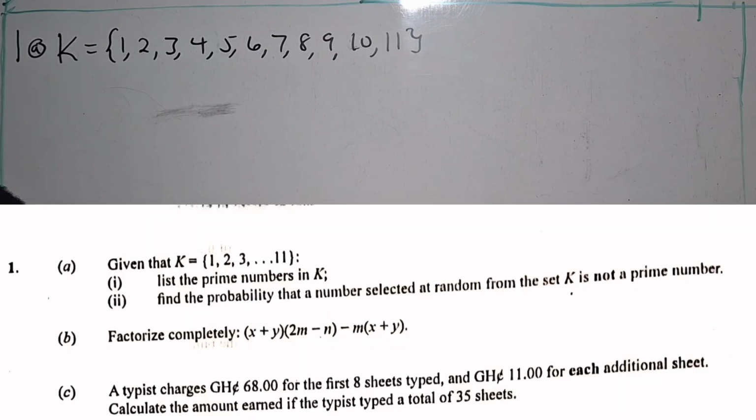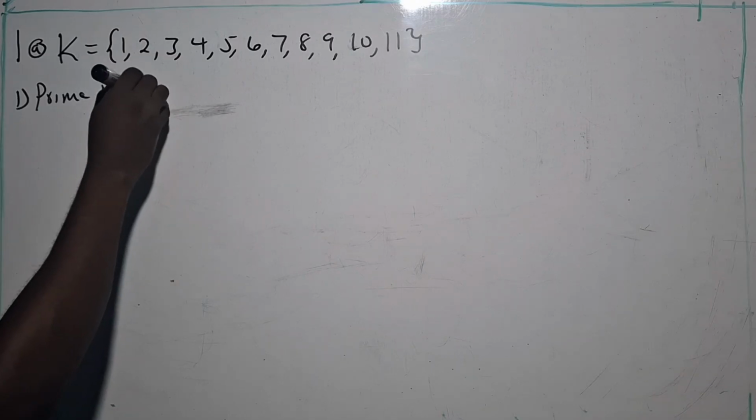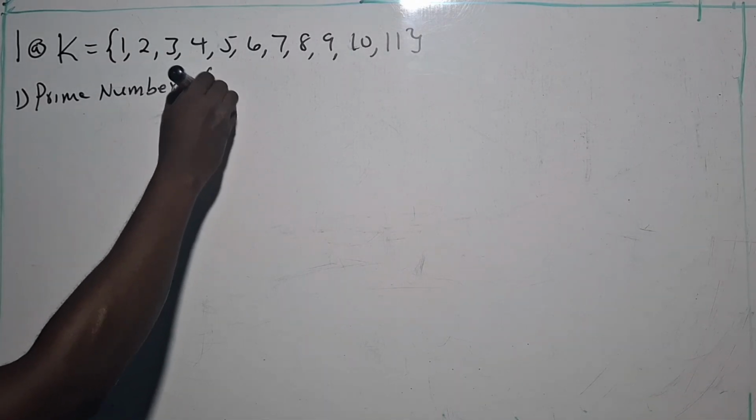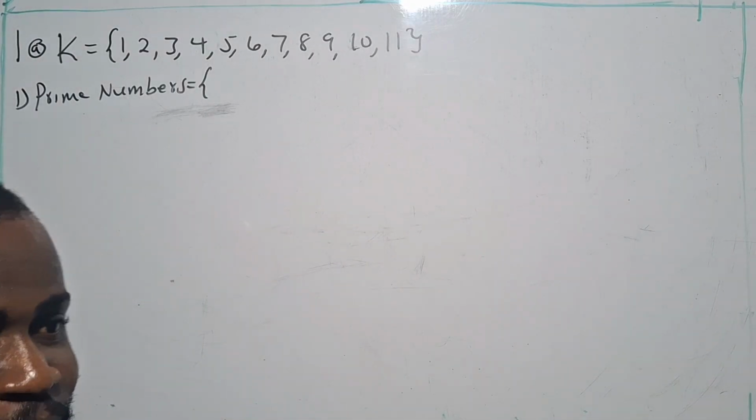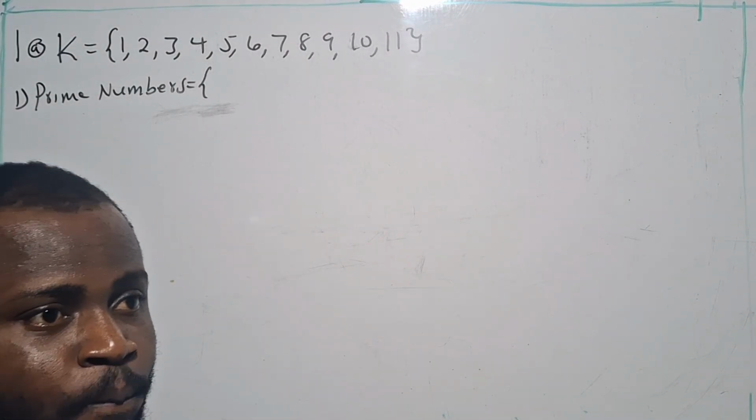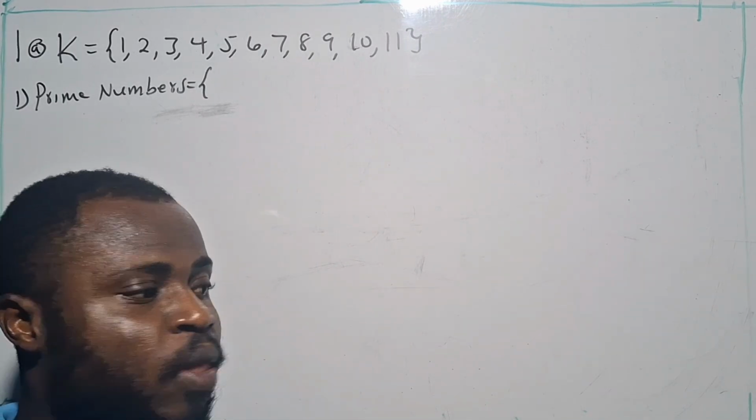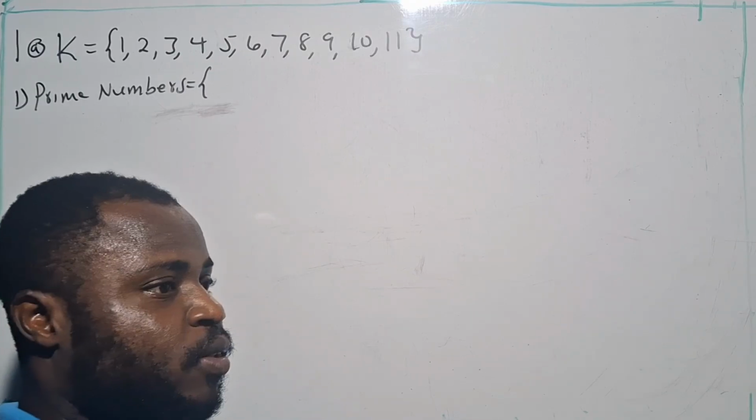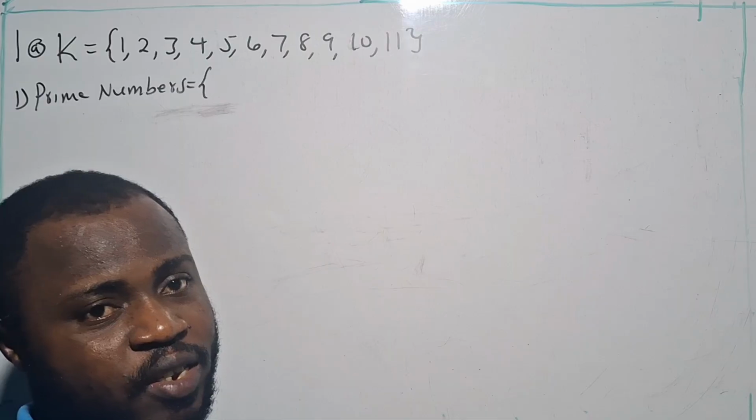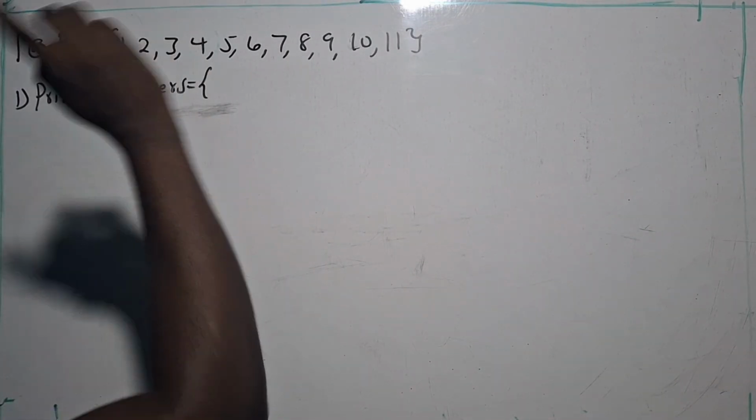Part I says list the prime numbers in K. If you don't know prime numbers, how can you list them? You have to know even numbers, prime numbers, and composite numbers. Prime numbers are numbers with exactly 2 factors, which are 1 and the number itself. Numbers having more than 2 factors are composite numbers. So 1 is not a prime number because the only factor of 1 is 1.